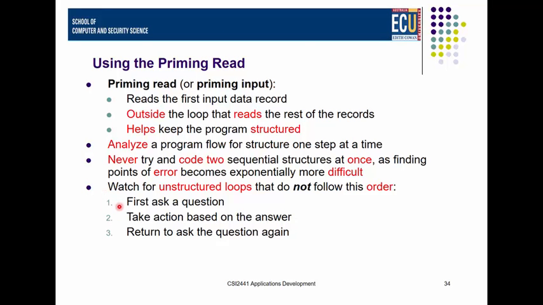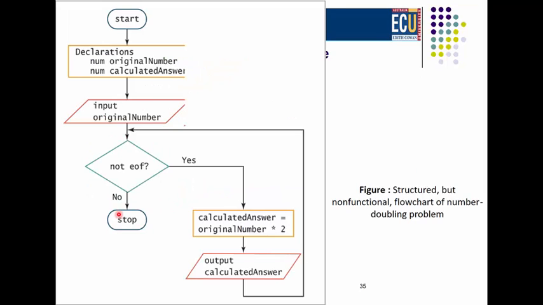And these are the rules. A question has been asked, some instruction has been processed, and in the case of a loop, does it go back and ask the question again? So this is one example, and it has been mentioned over here that this program is structured, that it is following certain rules. This program is structured, it is following the rules which we discussed before, but it's non-functional. Why is it non-functional?